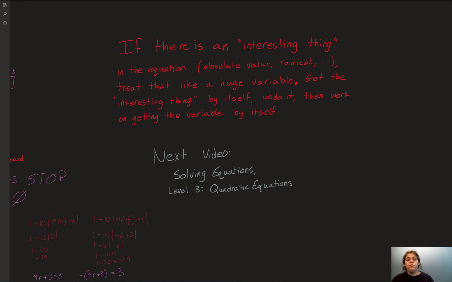So, one main big thing when you're solving equations is that if there's any interesting thing in the equation, like an absolute value or a square or cube root, treat that big huge thing like it's a big huge variable and get that interesting thing by itself first, then undo the interesting thing, and then work on getting the variables by itself. That's kind of the process that you go through with the weirdish type of equations.